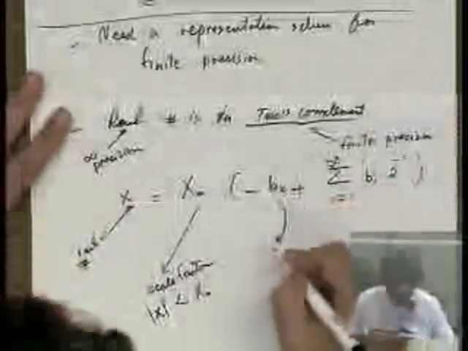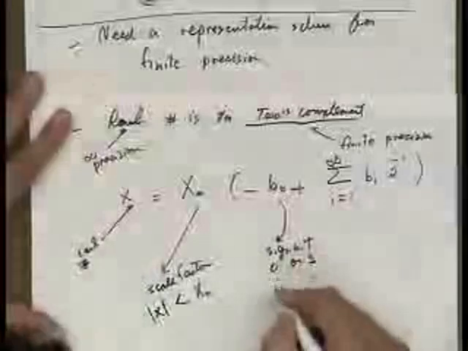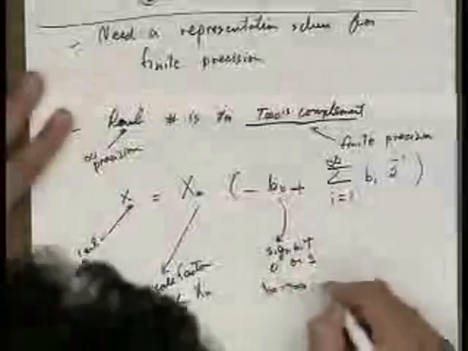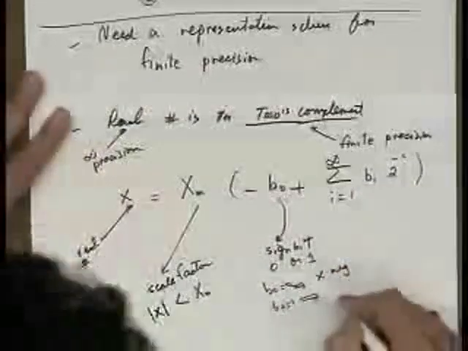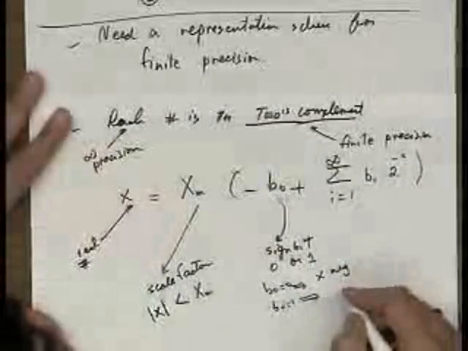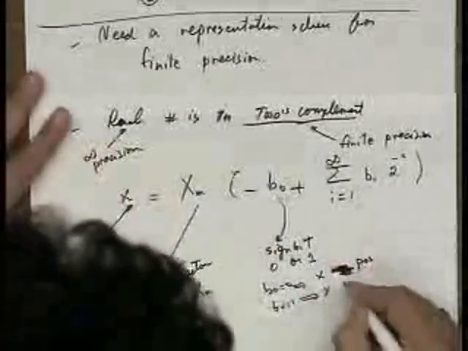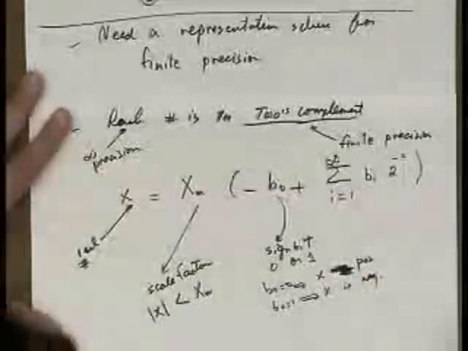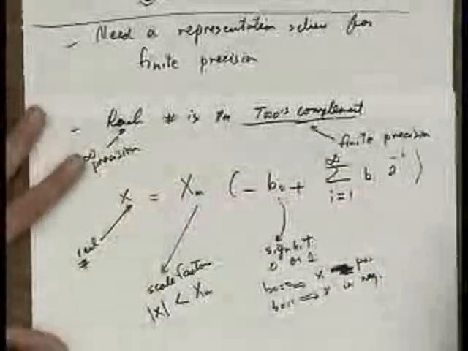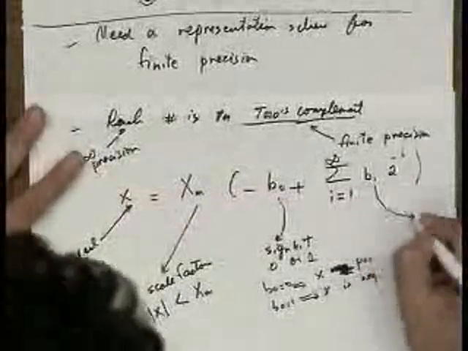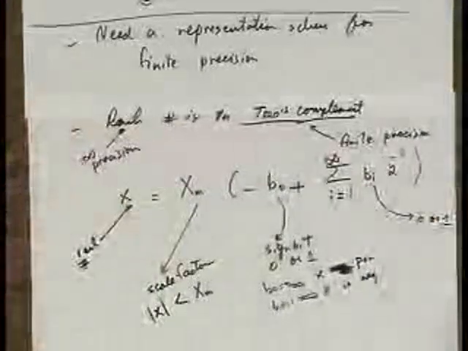b naught is just the sign bit. It's either 0 or 1. In particular, if b naught is equal to 0, then x is positive. If b naught is equal to 1, then x is negative. So that's just a convention for representing that. And these b_i are either 0 or 1. That's the thing that represents what your number is. Okay.